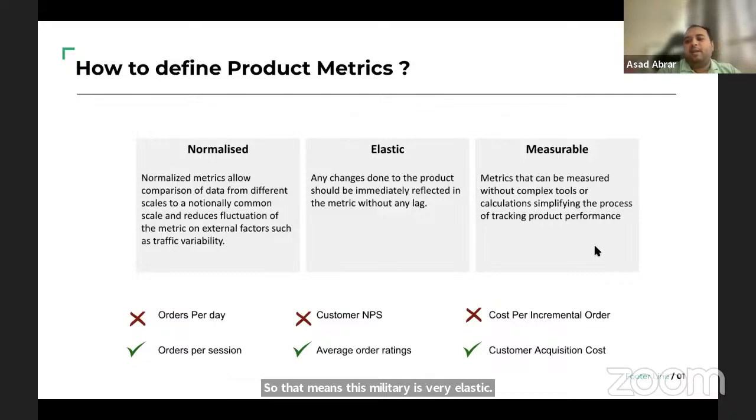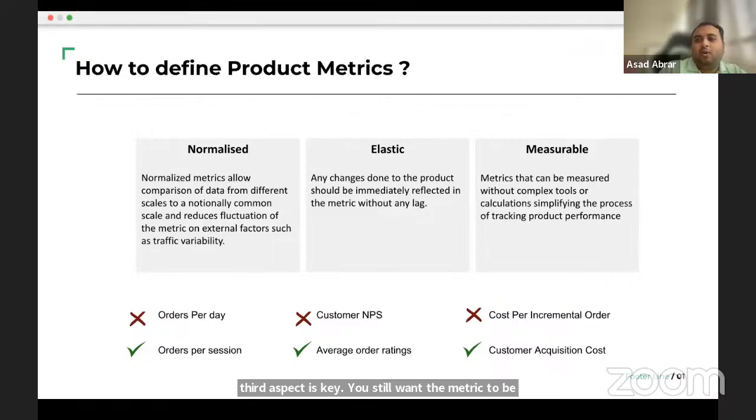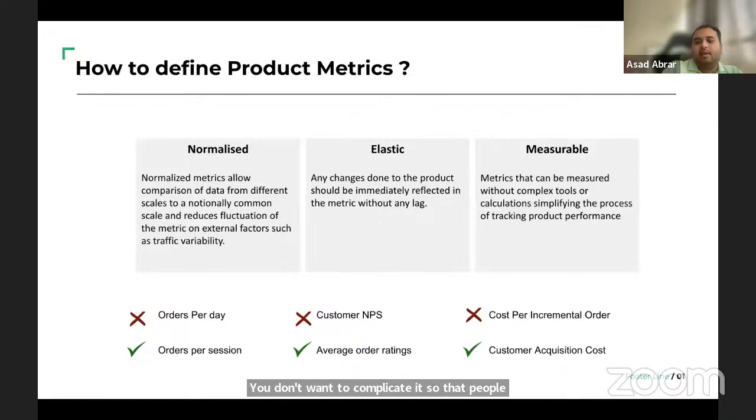Now, the third aspect is key: you still want the metric to be very simple. You don't want to complicate it so that people don't understand, and there is a lot of difficulty in measuring it.